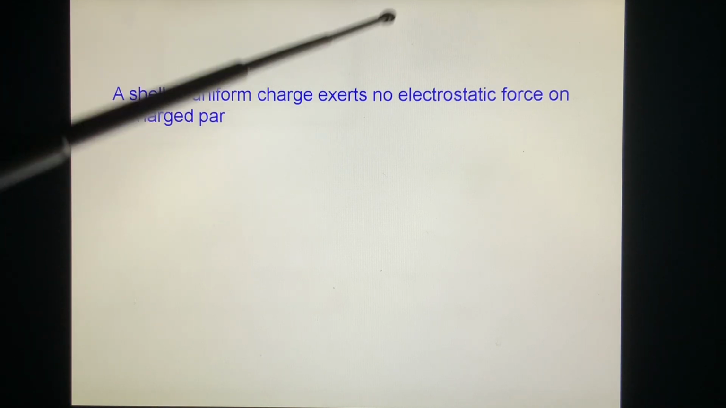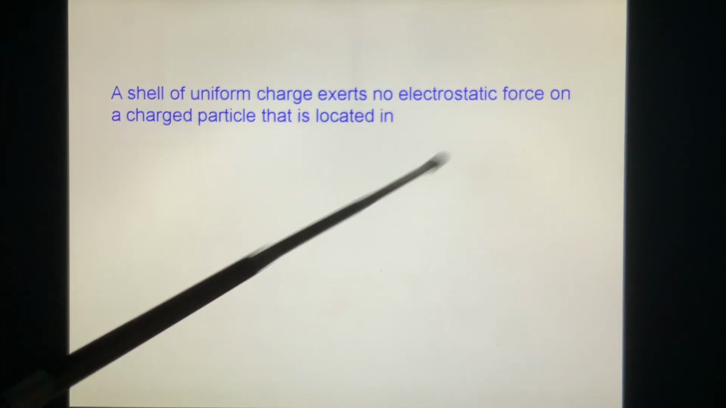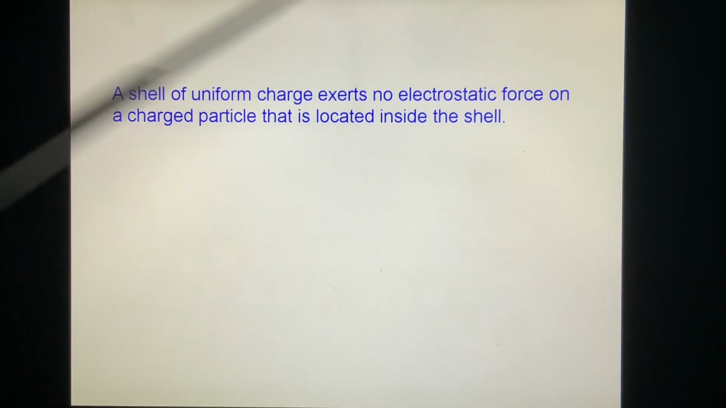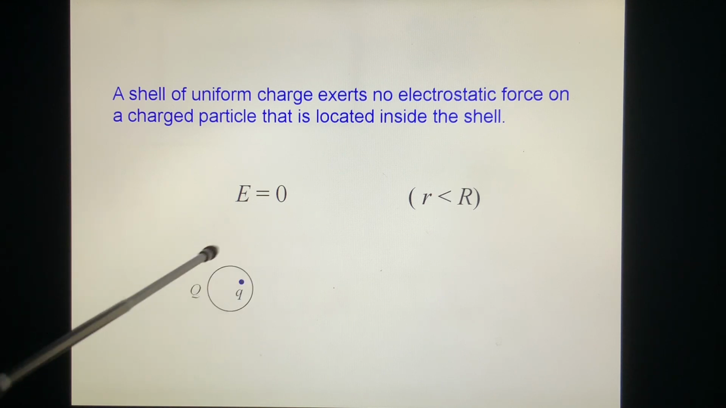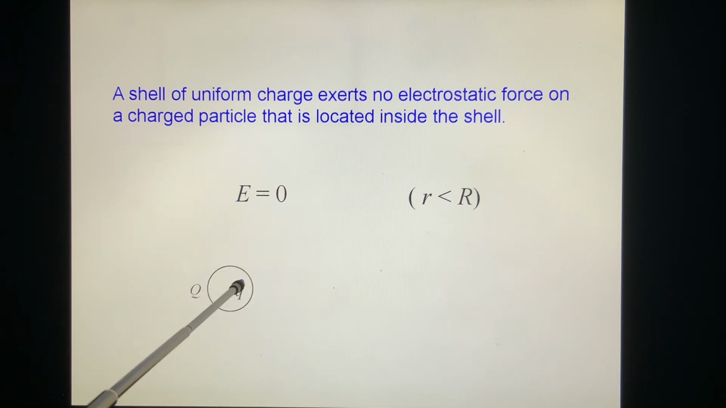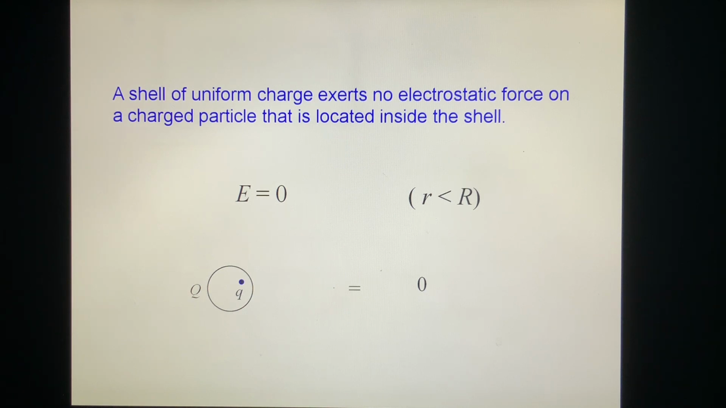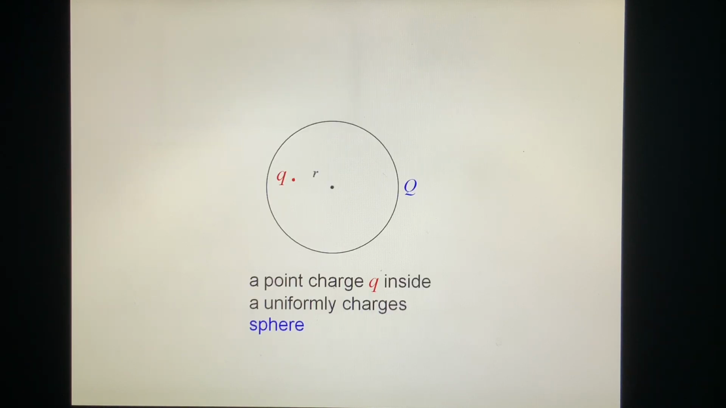Second part: a shell of uniform charge exerts no electrostatic force on a charged particle that is located inside the shell. Now, this is the uniform shell. A charge inside the shell, the force is 0. Okay. Now, let's take it further. It's not a shell, it's a sphere.